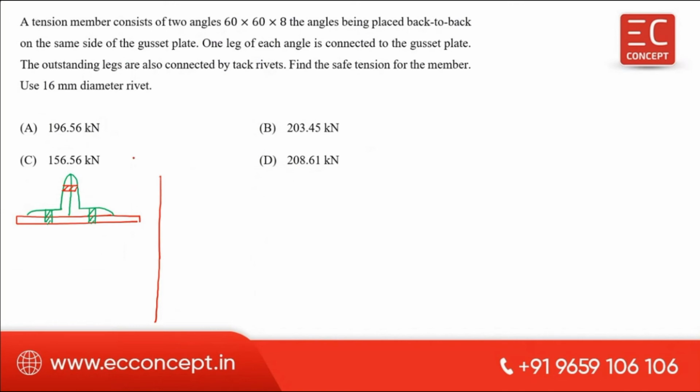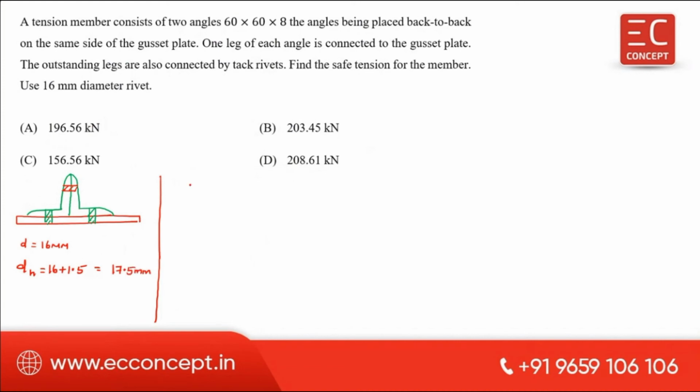Find the safe tension for the member. They are asking what is the safe tension for the member. They are asking use 16 mm diameter rivet. D is equal to 16 mm. Therefore, diameter of hole is equal to 16 plus 1.5. You have to take 17.5 mm. This is the diameter of the hole.